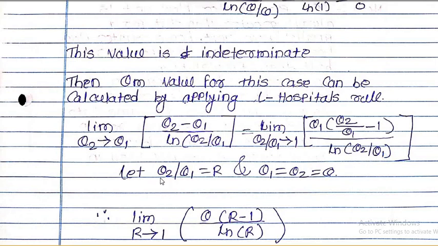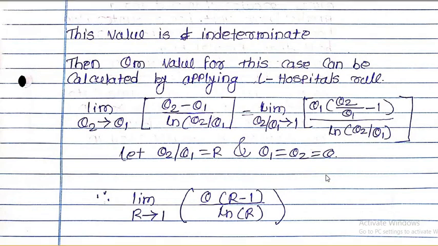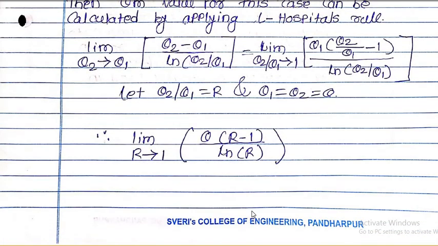Now here we are going to consider that theta 2 divided by theta 1 is equal to r, and theta 1 is equal to theta 2 is equal to theta. Both are the same, so we have considered it equal to theta. So our limit equation will change in this manner, as we are considering theta 2 divided by theta 1 is equal to r. Then limit r tends to 1 of theta into bracket r minus 1 divided by ln of r. Now we have to solve this particular equation by using the L'Hospital rule.